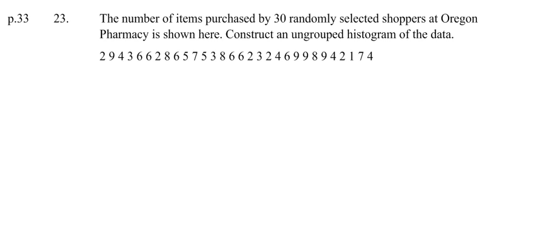Page 33, question number 23. The number of items purchased by 30 randomly selected shoppers at Oregon Pharmacy is shown here. Construct an ungrouped histogram of the data.